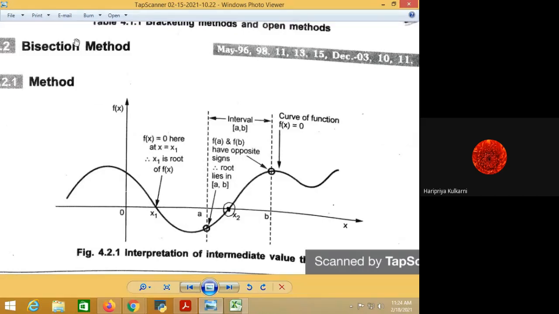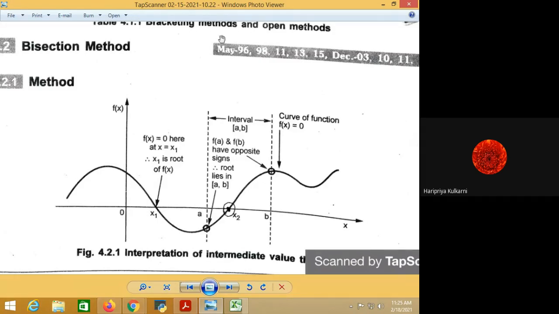For example, we have some function which is represented by this curve. Graphically, suppose I have plotted the equation, so it is coming like this, and we are applying the bisection method to find out the roots of the equation. As it is one of the bracketing methods, we know the initial approximations a and b.